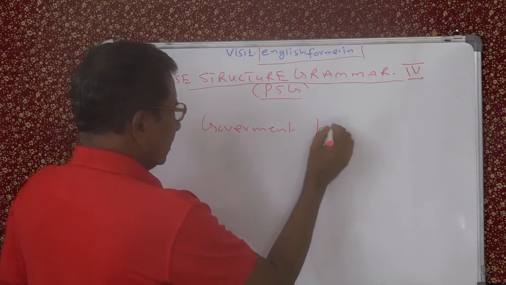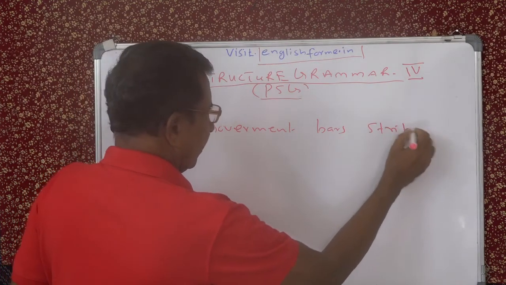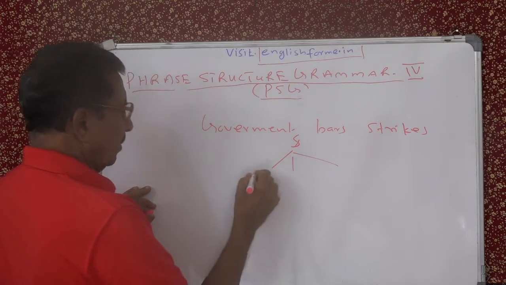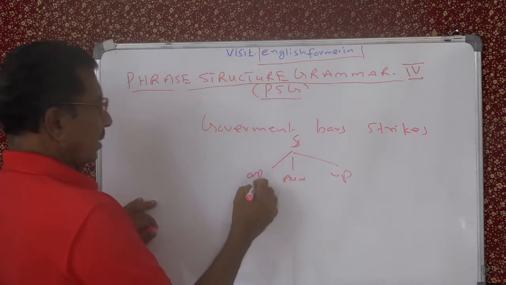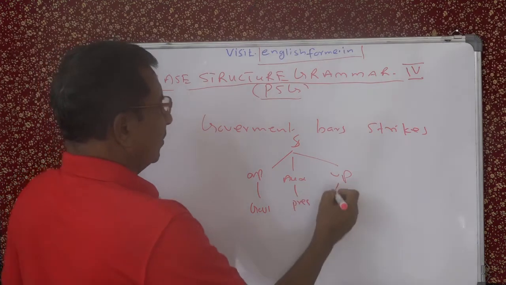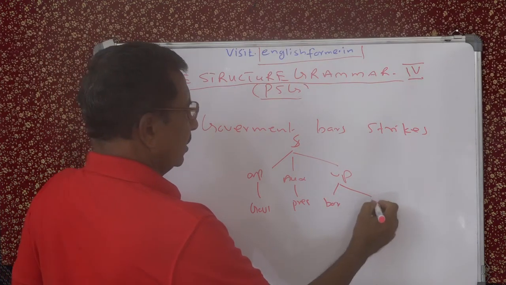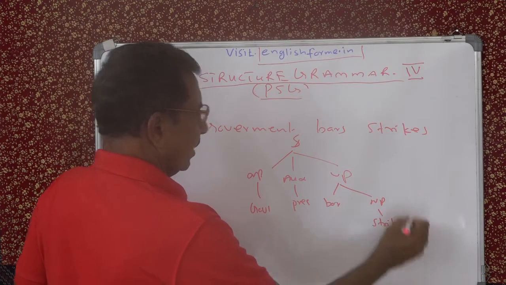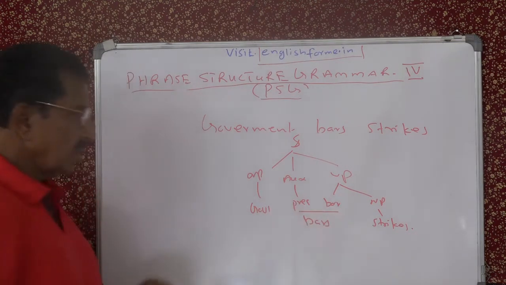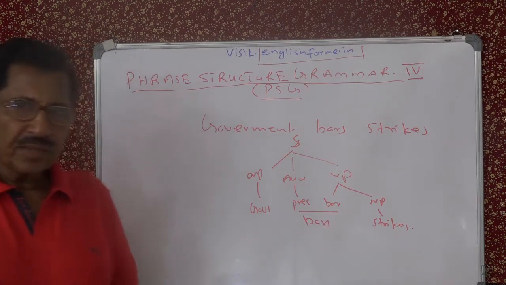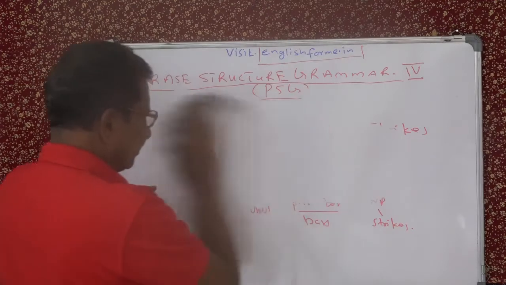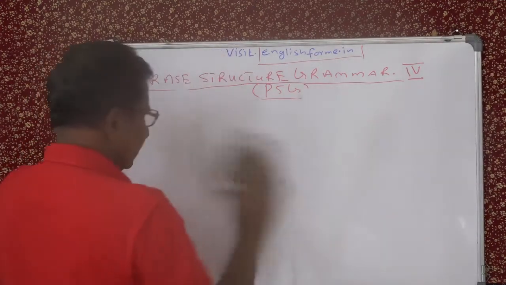Government bars strikes. Simple sentence. NP, auxiliary, VP, that is NP is government. Auxiliary present tense. And VP is bar, NP is strike. That is simple. So this is bars, third person singular and therefore bars. In PSG, it's context free, and so it doesn't tell you third person singular or anything like that. Understand? Is that clear?